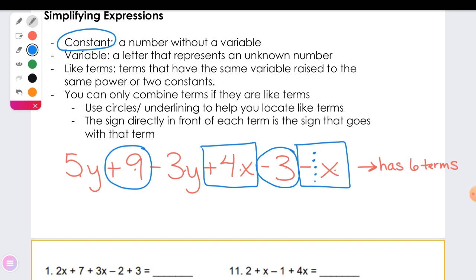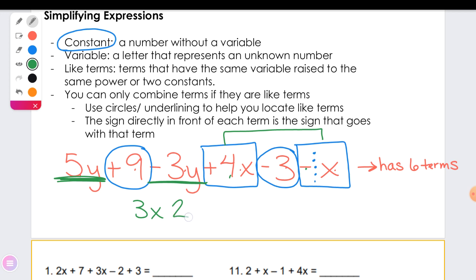Now, we can only combine terms that have the same variable. So right here, we have 4x, and it's a positive. So 4x minus 1x. What is 4 minus 1? 3. So 4x minus 1x is 3x. What's another set of like terms? Nolan? Y. Okay, we have the y terms, and I'm just going to underline them. We have 5y minus 3y. What do you think 5y minus 3y is, Livy?